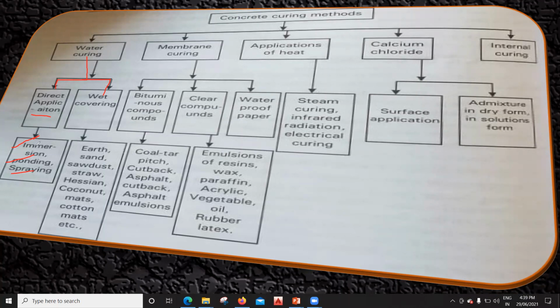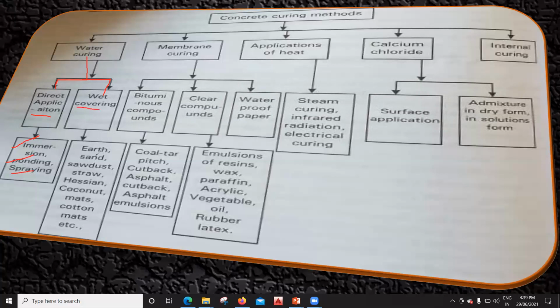Sometimes we prepare a cube in the labs, you have done it, and then you put it in the curing tank, so that is called immersion, right? Next is ponding. Ponding usually we do in the slabs and all, where we create a small bund and we allow the water to stay there. So here what is happening is a direct application. The next one is a wet covering.